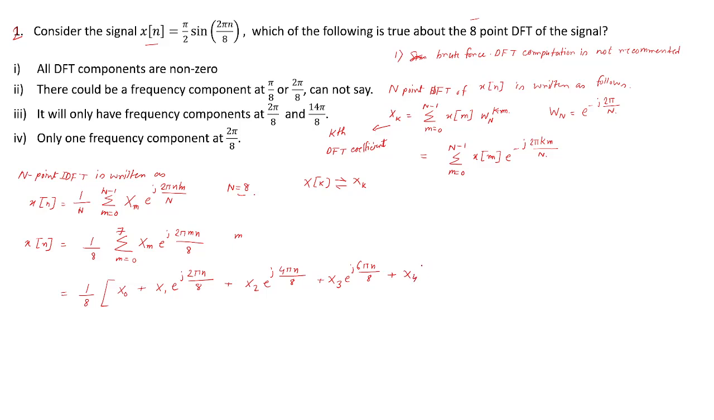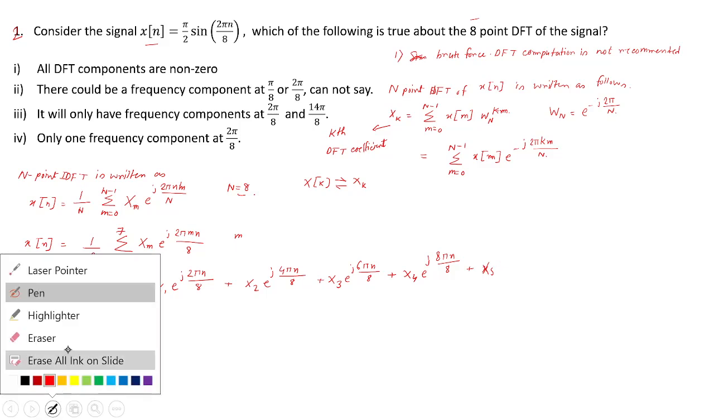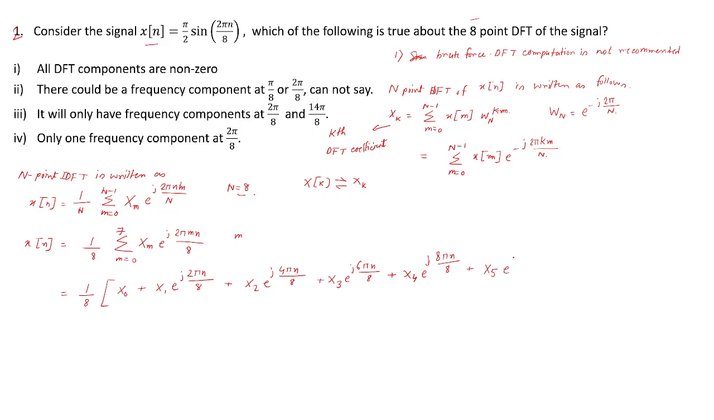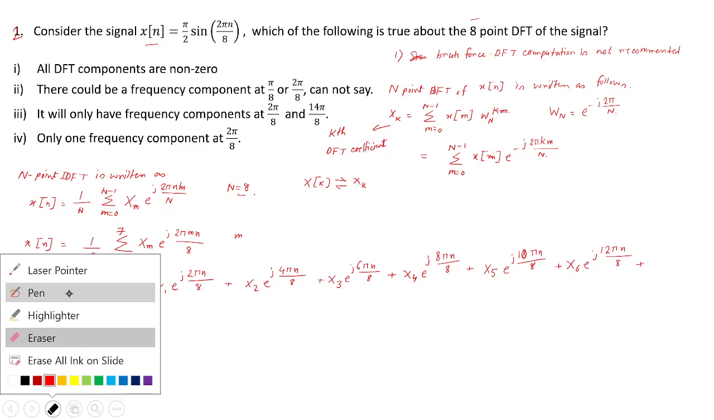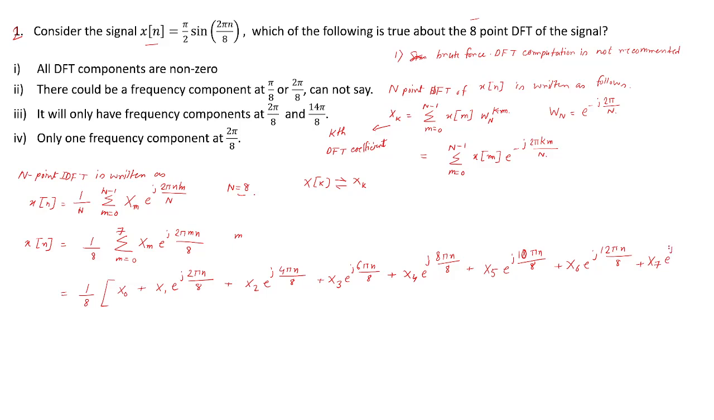So this x4 corresponds to the frequency component 8 pi over 8. x5 corresponds to e to the power j 10 pi n over 8. x6 corresponds to e to the power j 12 pi n over 8, plus x7 is the last component corresponding to the highest frequency of 14 pi over 8.